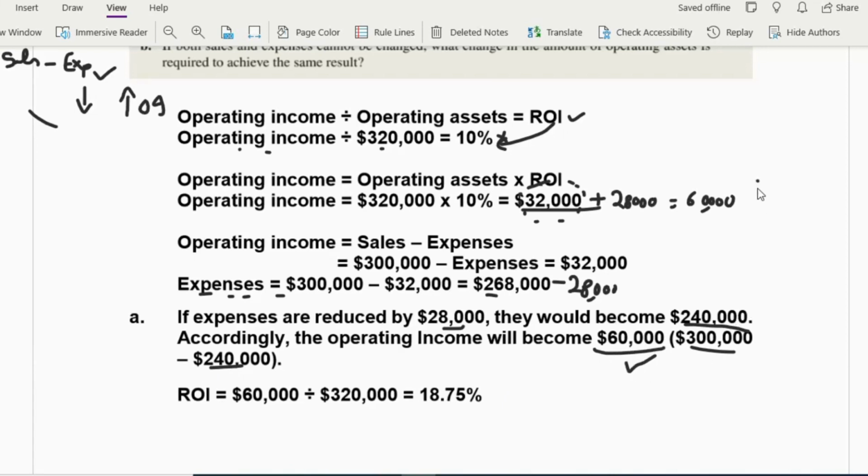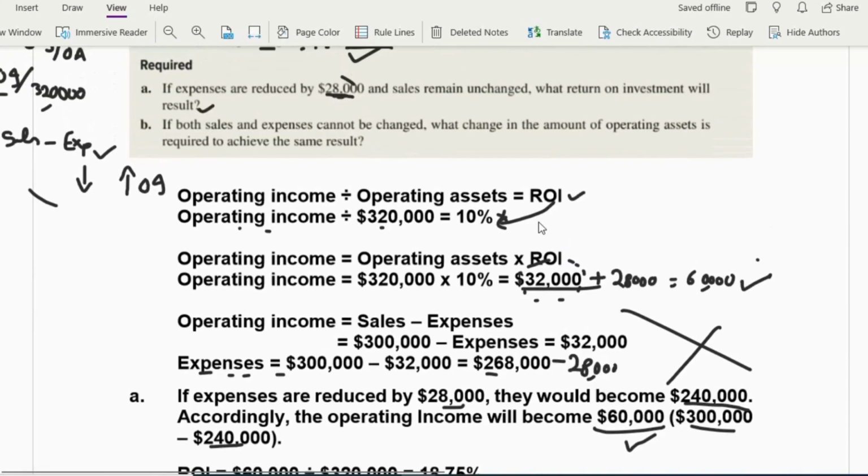This is what I told you just a few minutes back, that we can also do the straightforward updated operating income without getting into these details. Okay, but if you don't want to do it directly, you can do it with more details, like first calculate the expenses, reduce your expenses, and then calculate your updated operating income. Okay, so they say, what is the return on investment if your operating expenses decrease by 28,000?